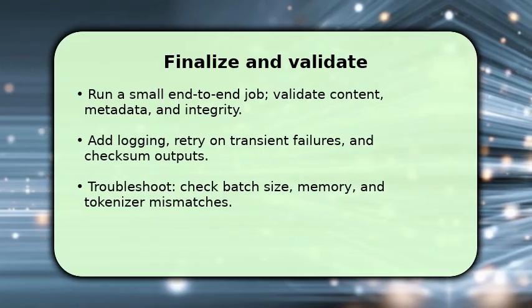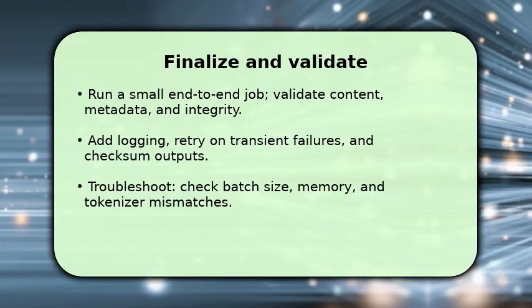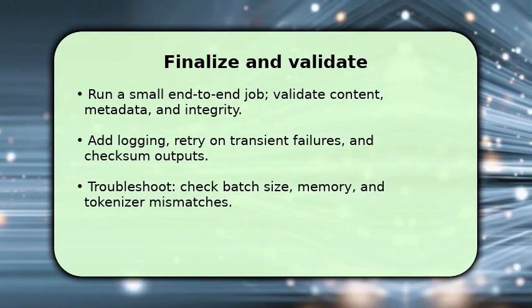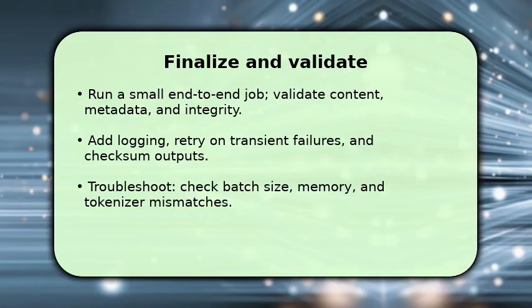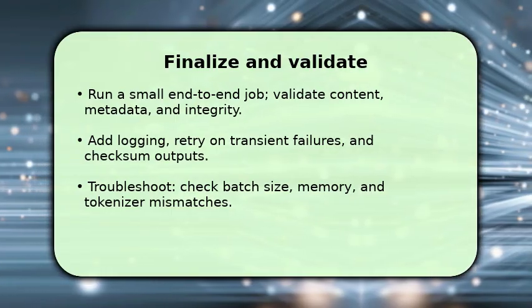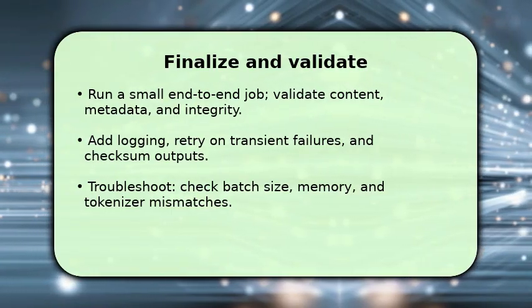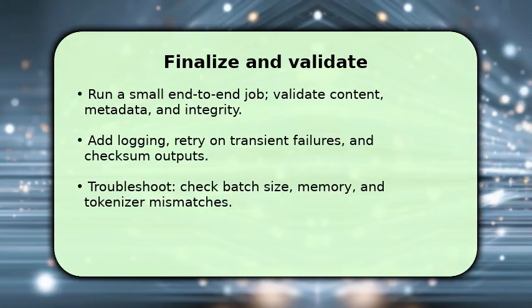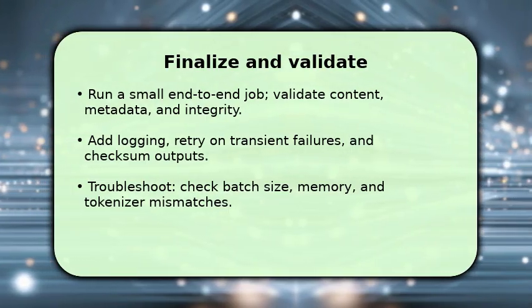Then enable robust logging and add retries for transient failures so the system recovers automatically. If something goes wrong, first reduce batch size, confirm available memory, and ensure tokenizer and model checkpoints match. These 3 checks resolve most failures.